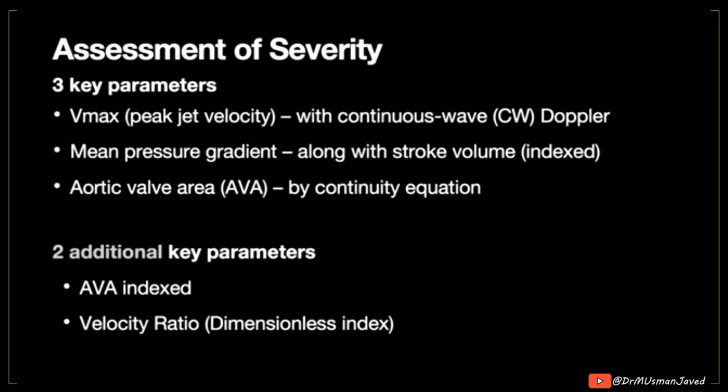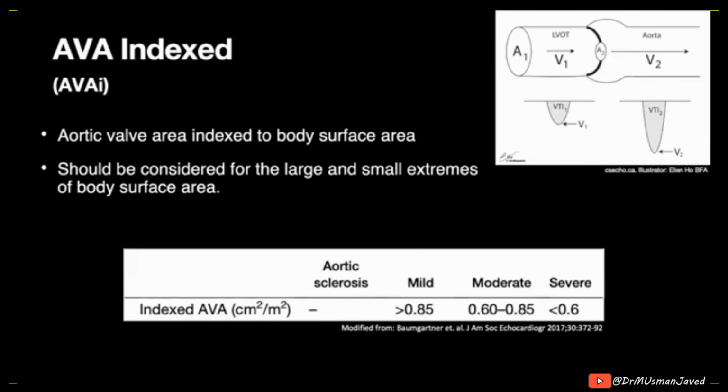So we assessed our 3 key parameters. There are 2 additional key parameters which I want to discuss with you today, including the aortic valve area indexed and the velocity ratio, also known as dimensionless index. So for your AVA index, very simply, you take your aortic valve area that we've already calculated and you index it to body surface area.